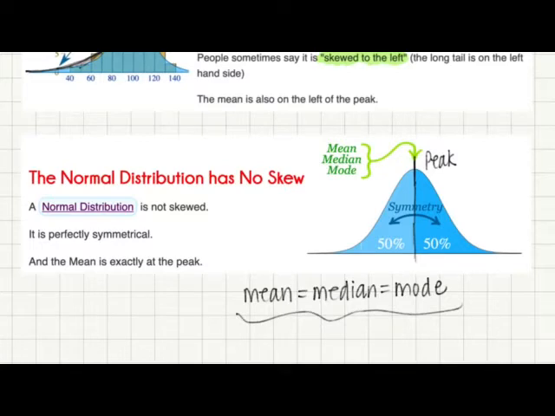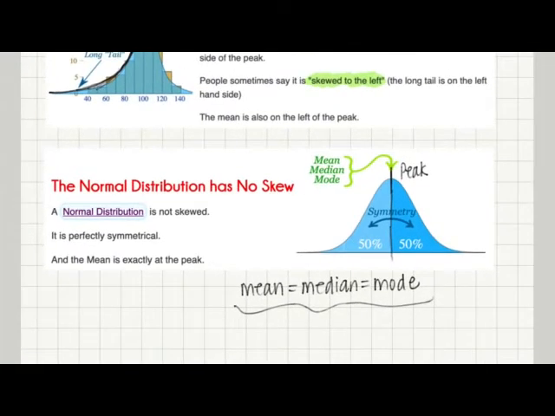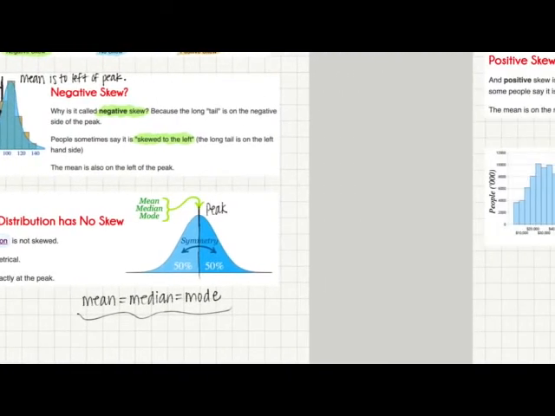For data to just fall like this naturally is highly unlikely. However, we try and get it, sometimes when it's as close as possible, we will still call it a normal distribution. So it may not be exactly perfect, but when it is perfectly symmetrical, it's called a normal distribution. There's no skew to it at all.